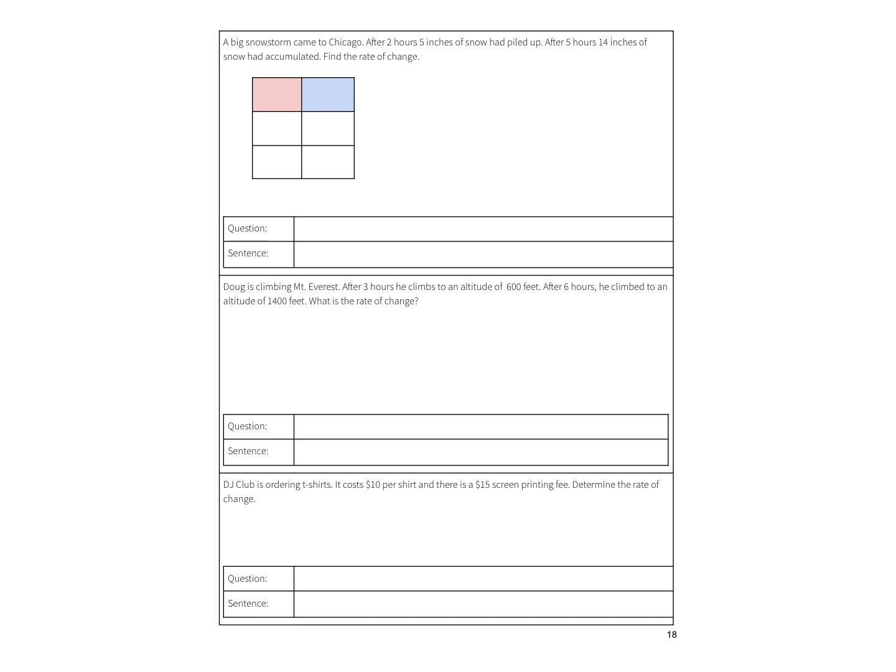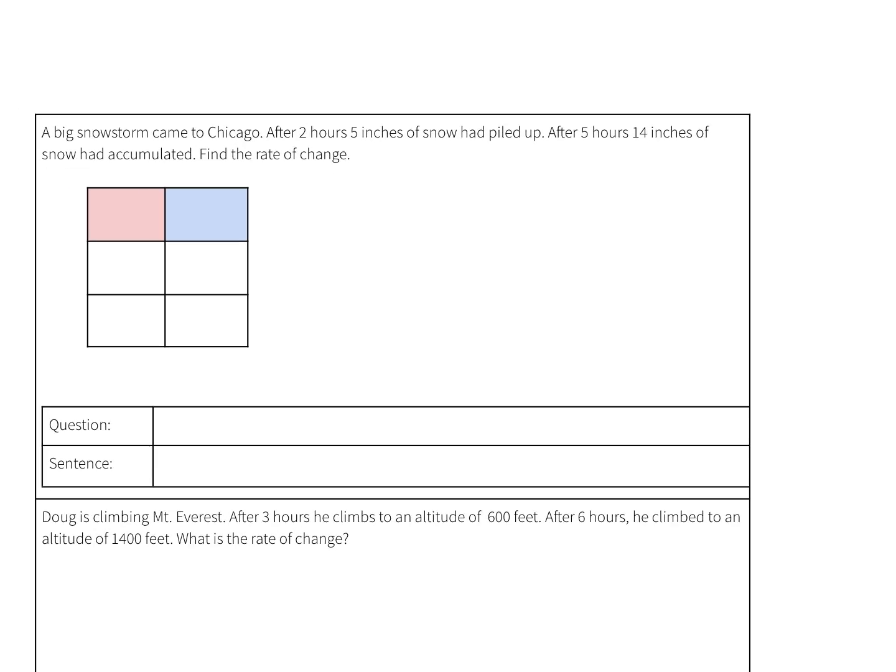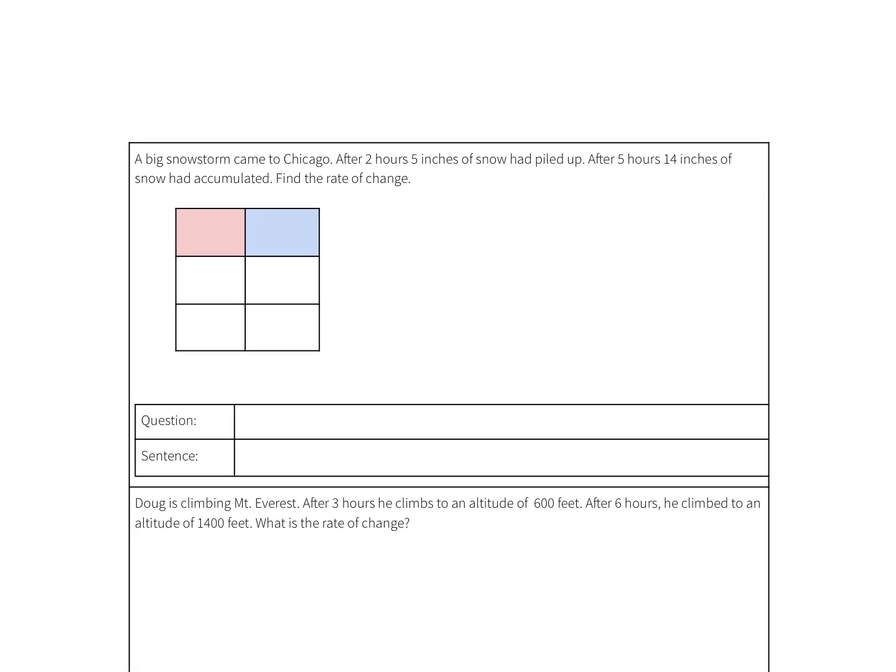All right, let's try another one. A big snowstorm came to Chicago. After 2 hours, 5 inches of snow had piled up. After 5 hours, 14 inches of snow had accumulated. Find the rate of change. So we look at this and I can see I'm comparing hours and inches.